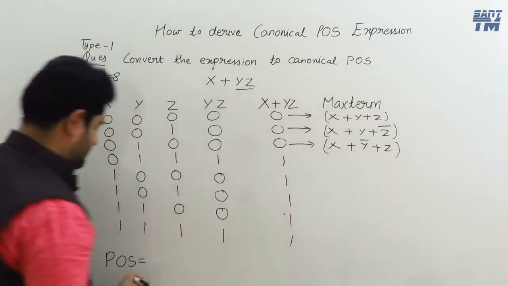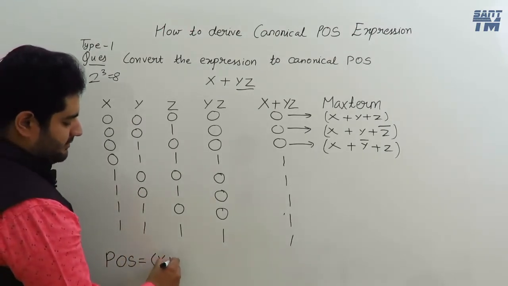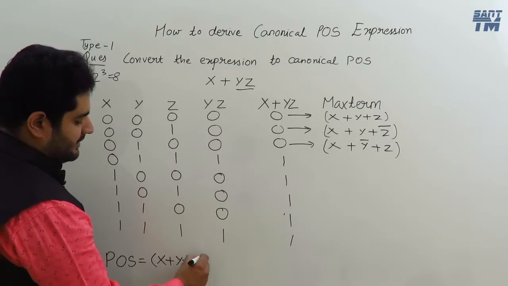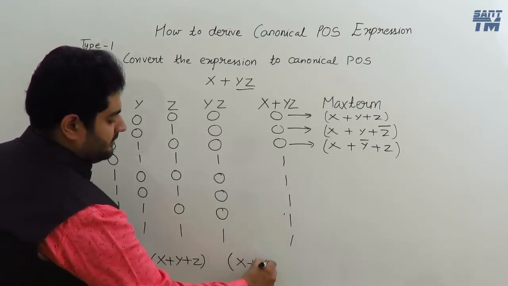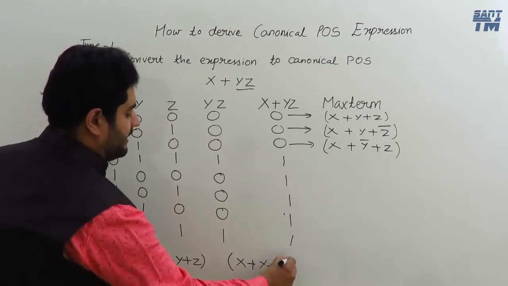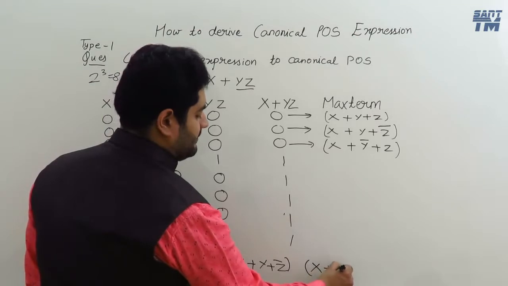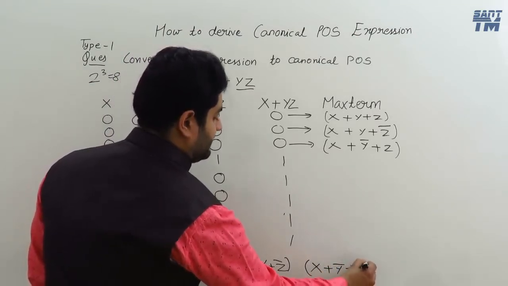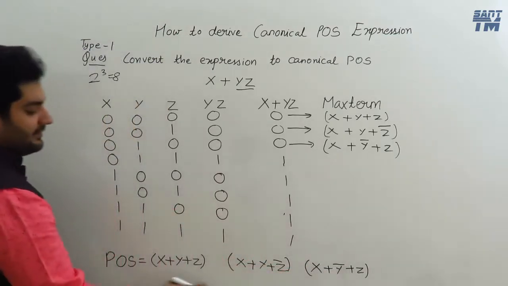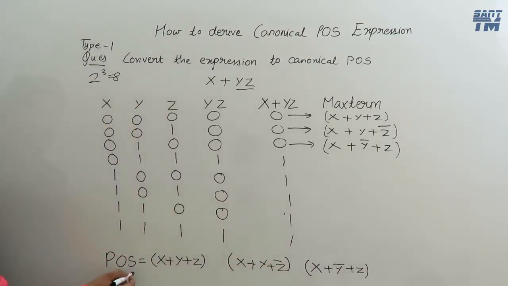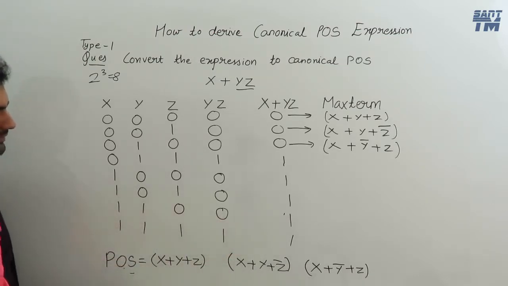So we have to write POS. First write the max terms here, x plus y plus z. Another is x plus y plus z bar. Then x plus y bar plus z. These are the max terms. These are the sums of literals that are called the max terms. So we have to write POS, that is product of sums. Sums we have written, now we have to do the product of them.